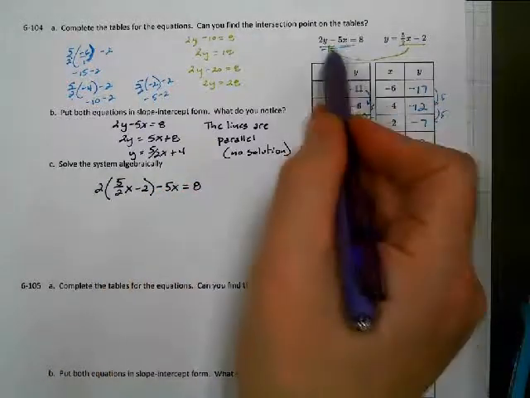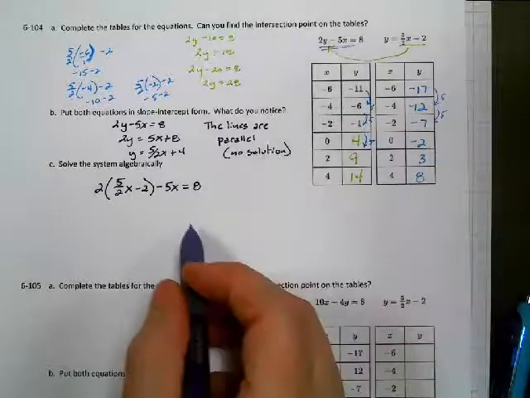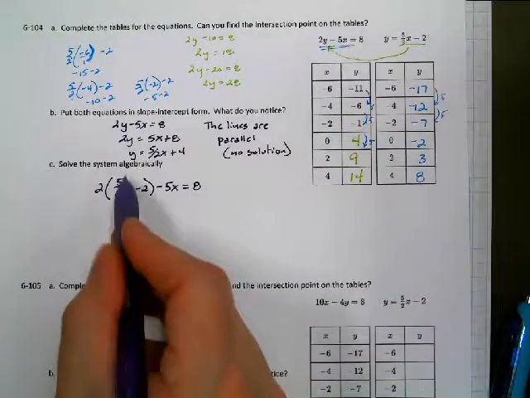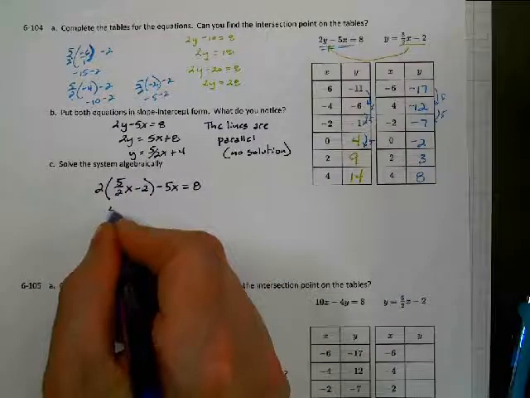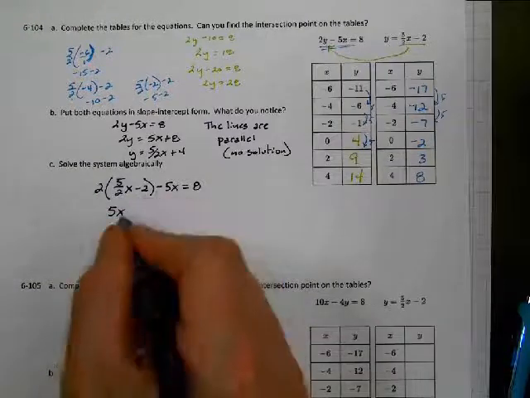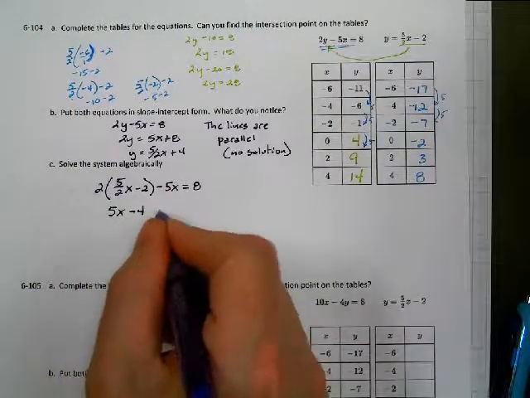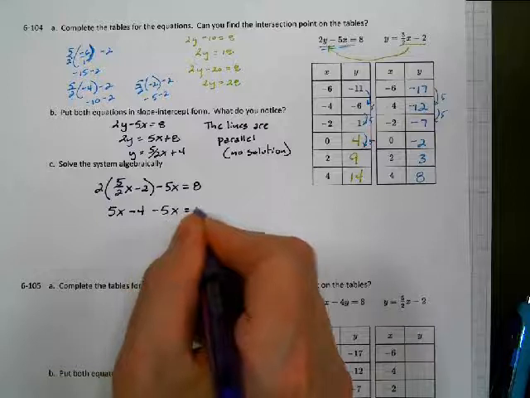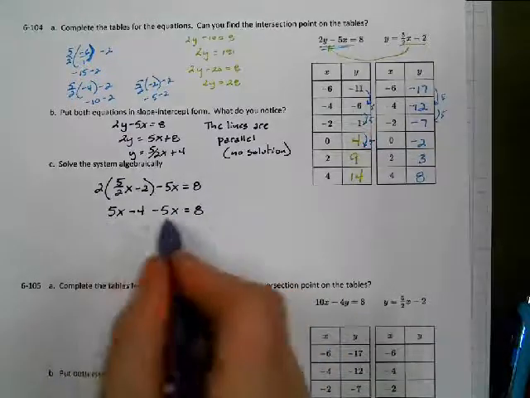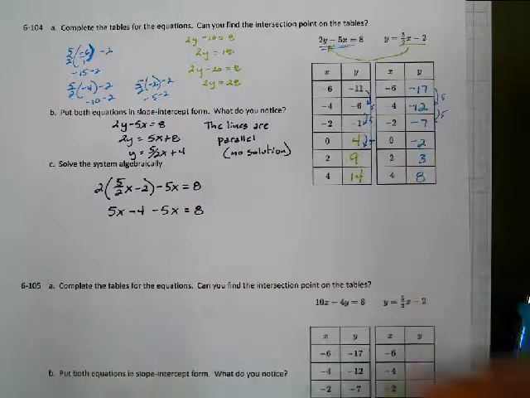So here 2 times 5 halves is 5x, and then 2 times negative 2 is negative 4, minus 5x equals 8. The x's, when I combine them, eliminate each other, and I get negative 4 equals 8. No solution.